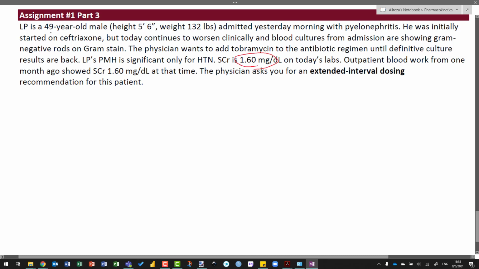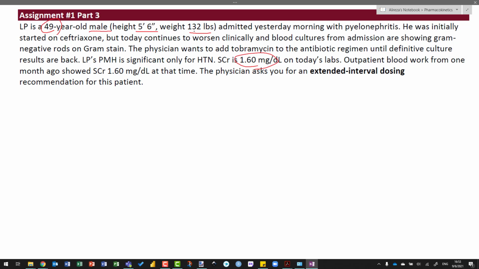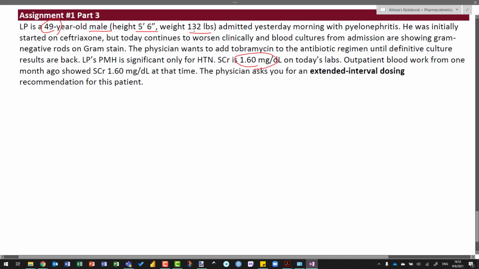So basically, serum creatinine is 1.6. You want to make sure you take note of the age. This is a male. Here's the height and weight, and basically, because it's extended interval dosing, one of the easiest ways to do this is using the Hartford nomogram. This patient did not meet the exclusion criteria for extended interval dosing. So this is pyelonephritis and bacteremia. So if we calculate the ideal body weight, we just want to make sure that the patient is not excluded from a renal function perspective. So let's figure out the renal function.